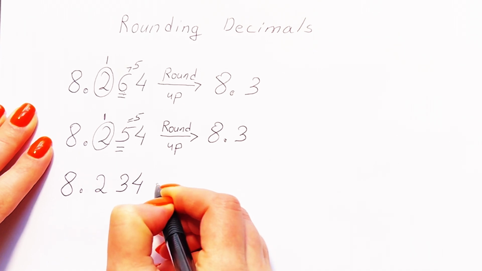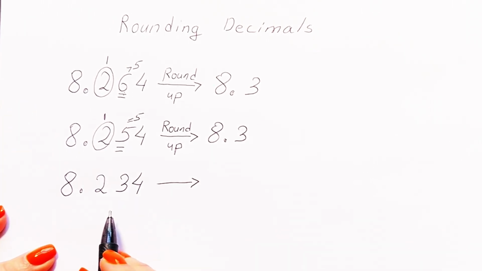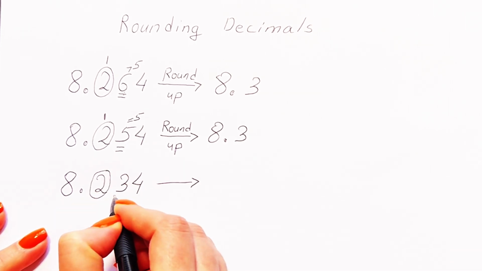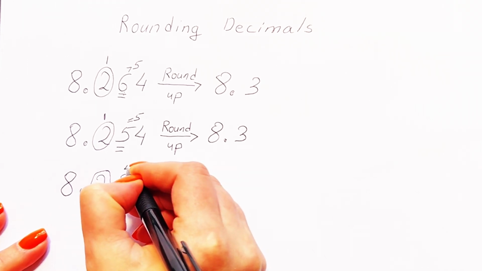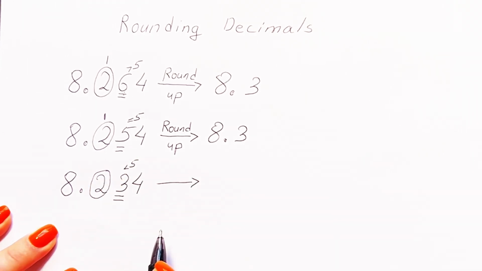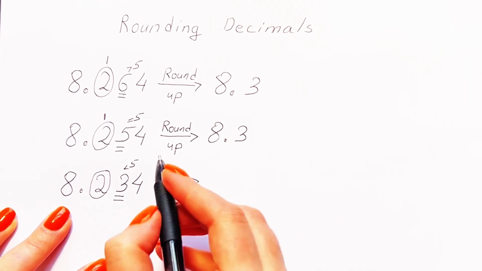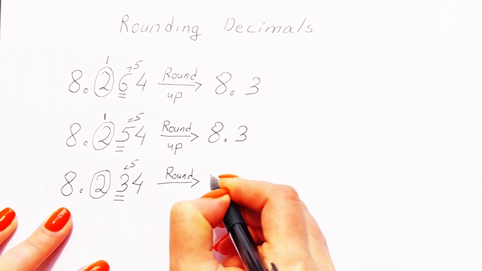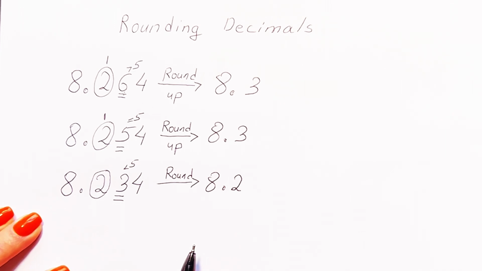Okay, what about if I have 8 and 234 thousandths? In this situation, again, I want to round to the nearest tens place. Let's circle the tens place. Okay, what is the next digit? Next digit is 3, which is less than 5. If the next digit is less than 5, I'm just gonna round it. It's gonna be 8 and 2/10.